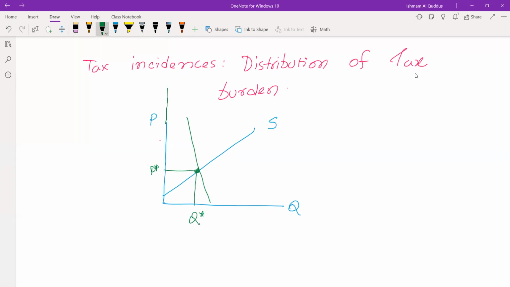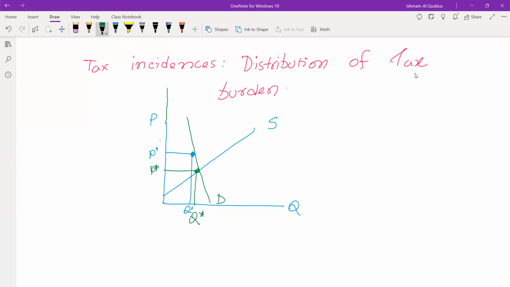So now because of that, both the suppliers and buyers would be affected, and they would share the tax burden. Now, how do they share it? First, I will show you how to simply draw the graph whenever there's some sort of tax imposed. So let's say this is the amount the buyers have to pay. This is P1. The corresponding quantity demanded, or what they are buying, let's say Q1.